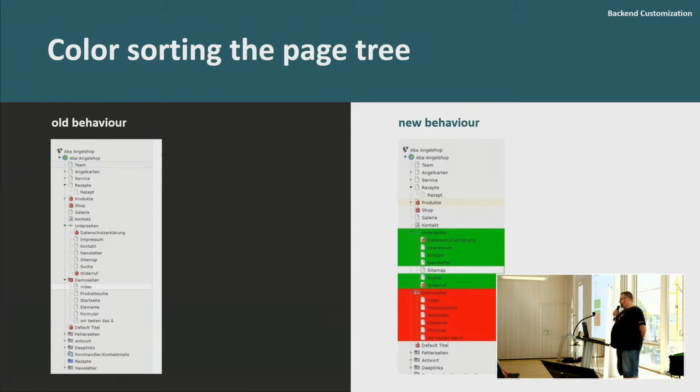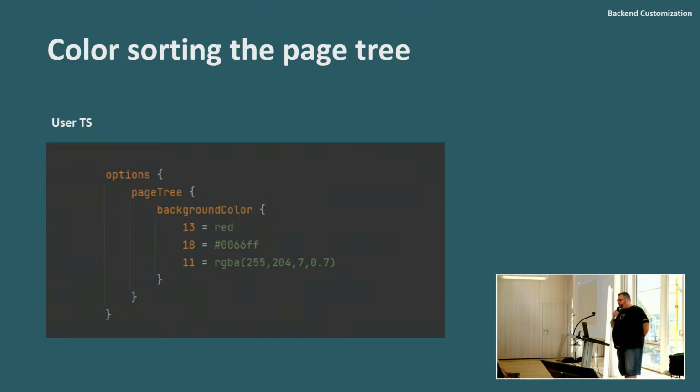Next, we make a little better view for the editors. We can make the page tree a little more colorful, so the editors can see where, for example, urgent sites are, or where the editing is not allowed, or where the news are. That is very simple. You can do it through the configuration in the user TS.